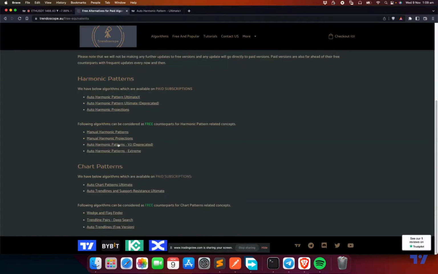So similarly, with AutoChat patterns and any other paid scripts, if you go through them, you'll see lots of updates. We constantly strive to make these algorithms better every day.